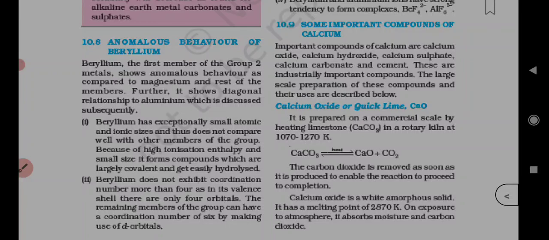Calcium oxide is a white amorphous solid. So calcium oxide is a solid, it is white.